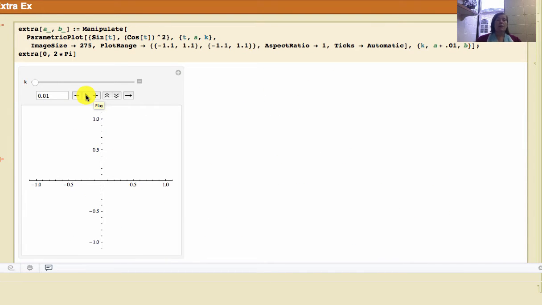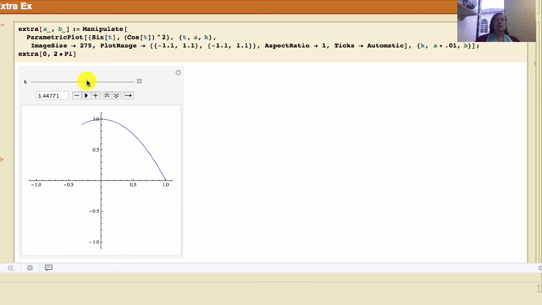Now we can see the path of the parametric curve in Mathematica here. As t increases from 0 to pi over 2, the graph of the curve runs from this initial point at (0, 1) to the point (1, 0) on the x-axis. And then as t increases from pi over 2 to pi, the particle moves backwards along that same path from the point (1, 0) back to (0, 1).